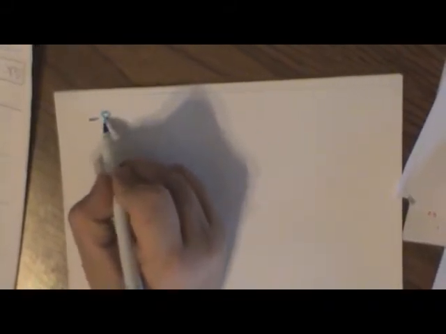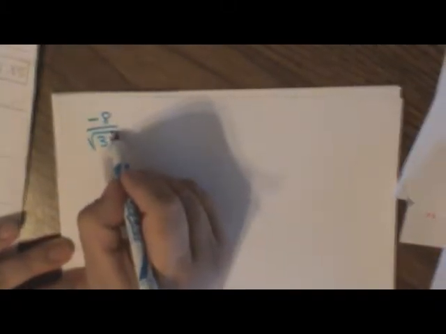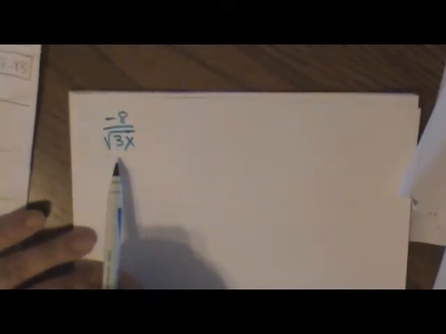We've got negative 8 over the square root of 3x. Okay, and if you notice, the radical has both of those, we don't have two terms in this one, so we can't multiply it by its conjugate. So this one, we would be doing what we learned last time, is rationalizing the denominator.